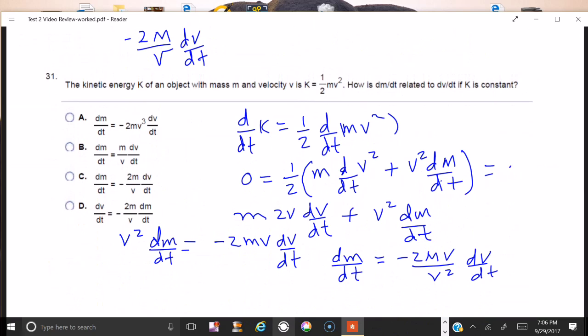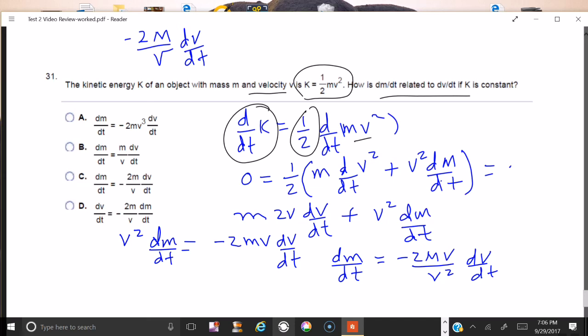Now in problem 31, we're given that the kinetic energy K of an object with mass m and velocity v is K equals 1/2 mv squared. How is dm/dt related to dv/dt if K is a constant? So K is a constant. Now we need to calculate the derivative with respect to time of m and v, and we do that implicitly. So we take d/dt of both sides of the equation: d/dt of K equals 1/2, I took the 1/2 out, d/dt of mv squared.